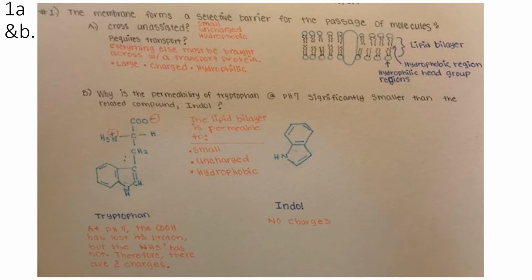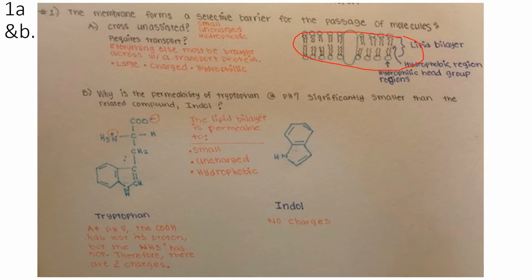In problem 1, the membrane forms a selective barrier for the passage of molecules. Explain briefly. So A, what kind of molecules can cross the membrane unassisted, and what kind of molecules need a protein carrier to cross the membrane? So this right here is your lipid bilayer. It is hydrophobic, so it makes sense that small, uncharged, and hydrophobic molecules can cross unassisted. Everything else would require transport.